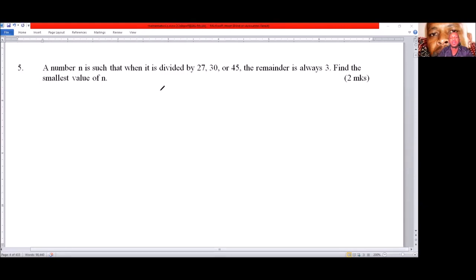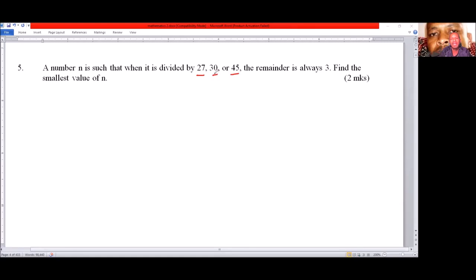So our fifth question: we are told a number n is such that when it is divided by 27, 30, and 40 or 45, the remainder is always 3. Find the smallest value of n. So for us to do this, we need to get the LCM of 27, 30, and 45. And once we get the LCM, then we add 3, so that when you divide by 27, the remainder will be 3.